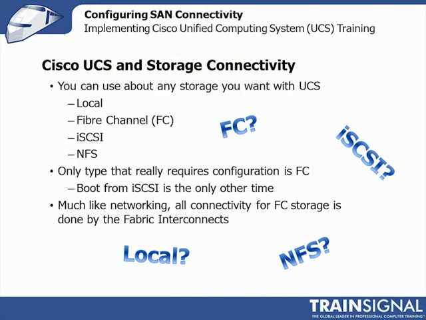With UCS, you can pretty much use any type of storage you want. So there's local storage, which are the disks on the blades. There's Fibre Channel, iSCSI, NFS. With some of the newer versions of UCSM, we can now do Fibre Channel over Ethernet, which is Fibre Channel, but it's a slightly different variant and encapsulation.